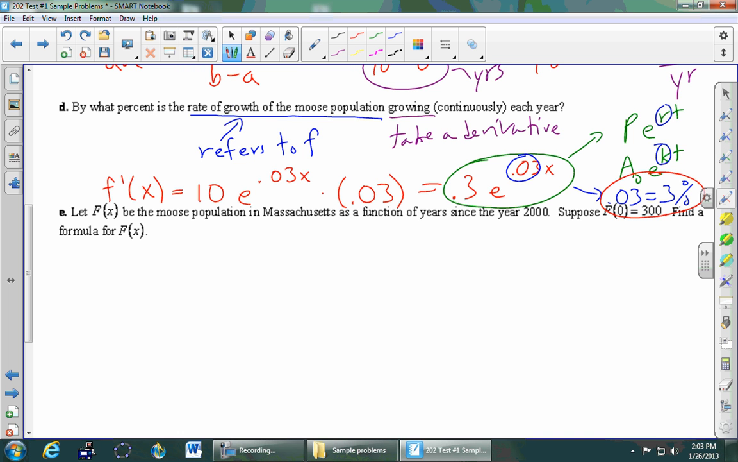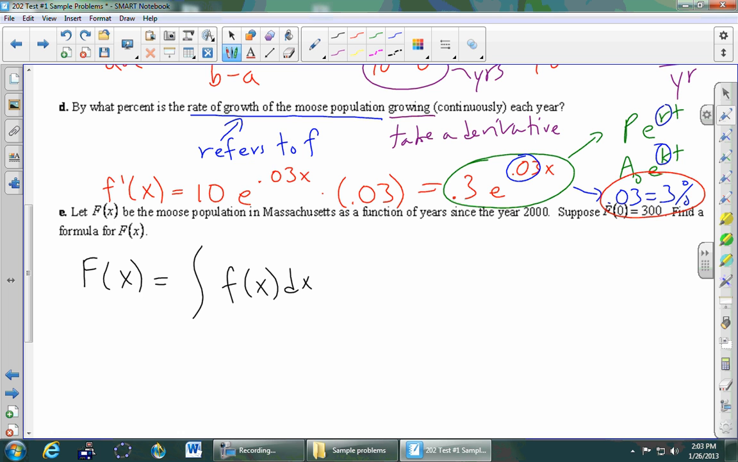Okay, finally, E. Let f of x be the moose population in Massachusetts as a function of years since the year 2000. Suppose f of 0 equals 300. Find the formula for f of x. Okay, so let's give this a shot. Looking for f of x. We know that the formula for f of x, we're looking for the actual moose population. How do you get it given the rate of change of the moose population? Well, you take an integral.